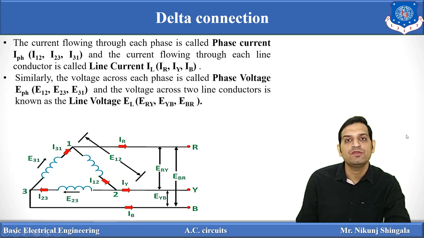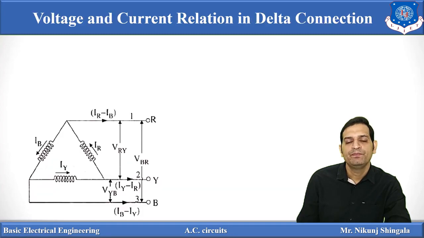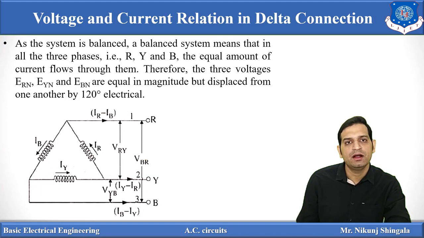Similarly, the voltage across each phase is a phase voltage. For this particular circuit diagram, it is E12, E23 and E31, and the voltage between two line conductors is nothing but the line voltage, which is generally denoted by EL or VL, and in this case it is ERY, EYB and EBR. Now, as the system is said to be a balanced system, all three phases have the same amount of current flowing through them, and therefore the voltage across each phase will be equal. So ER, EY and EB will be equal for a balanced system.